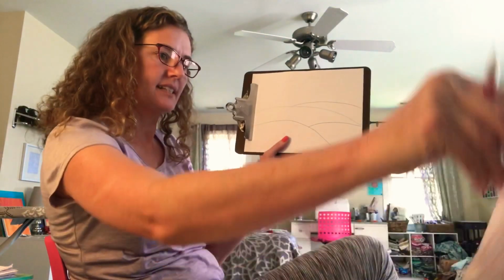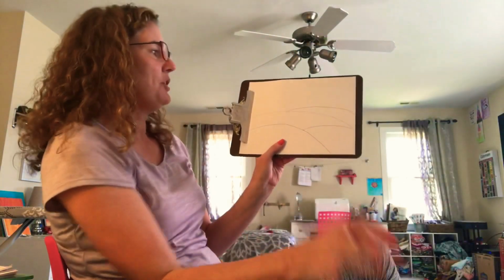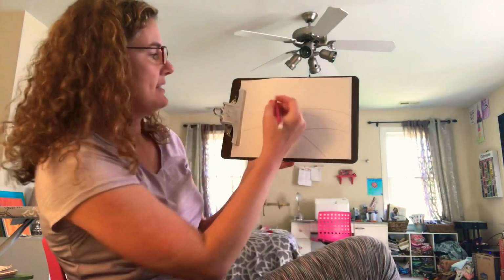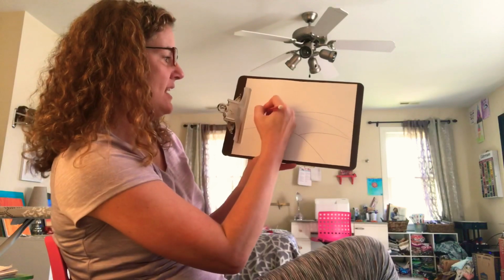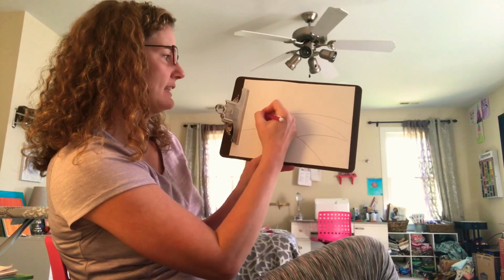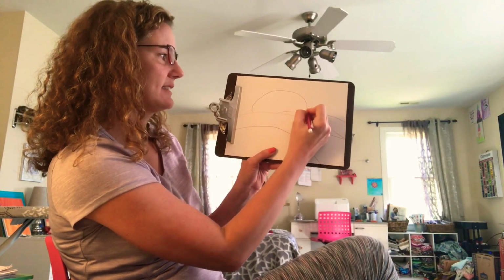Now, let's see what else we want to add. We want to add our sunrise. This is going to be the sun. It could be the sunset, but I'm going to add another curved line. And this one might really curve a whole lot. Look at this.